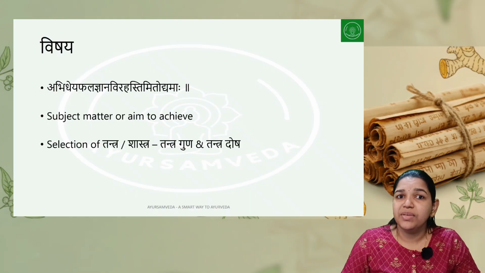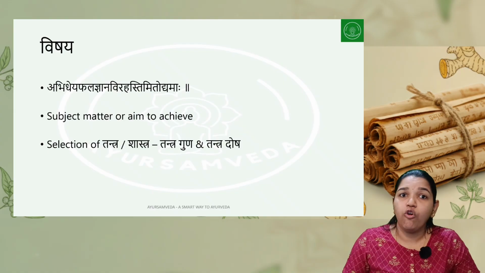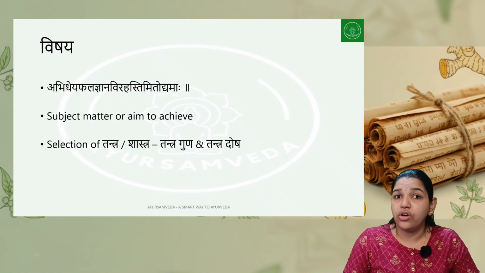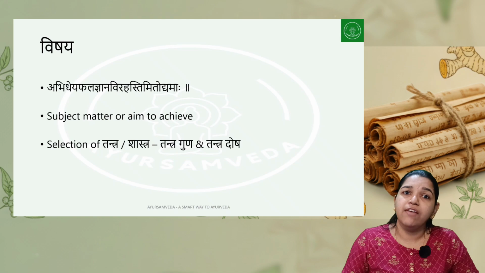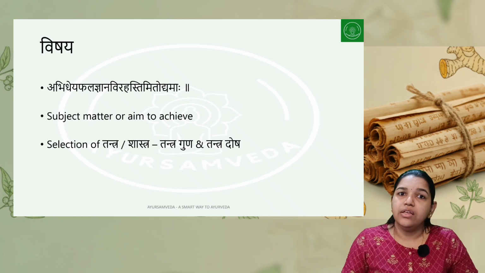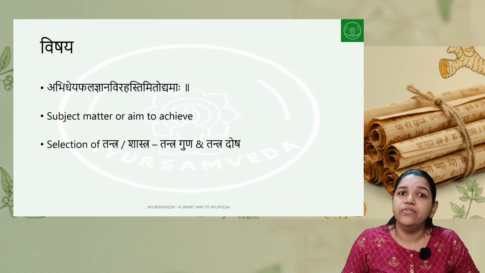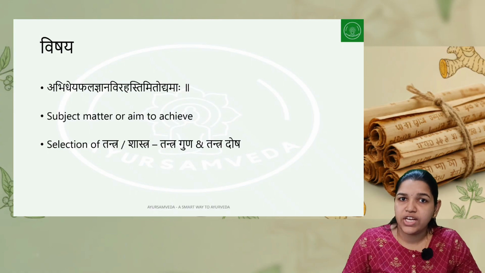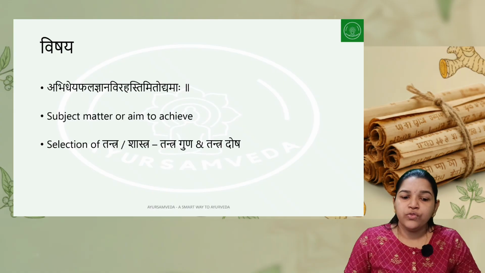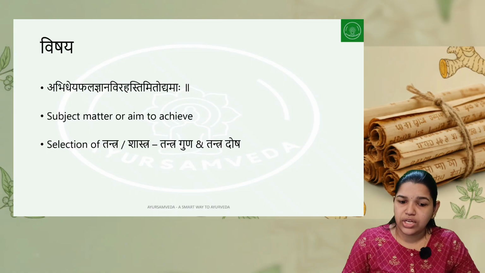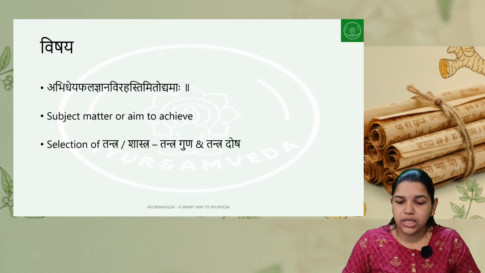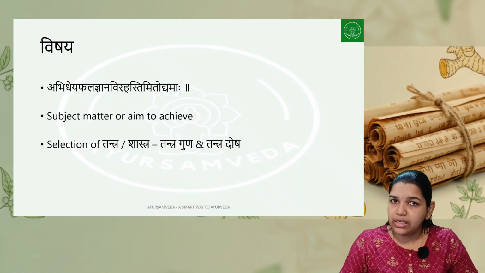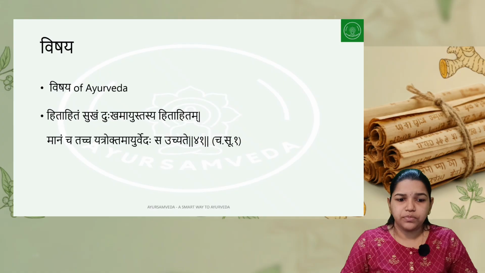In Charaka Samhita Vimanasthana, it has been mentioned how we have to identify a student or a Shishya. The same way, the Shastra Gunas or the Tantra Gunas have been explained. Based on that, we have to analyze the particular Shastra or the Tantra, and we have to select whether we have to go for studying that Shastra or not. So the selection of the Tantra or a Shastra based on the Tantra Guna and Tantra Doshas can be considered under the concept of Vishaya.